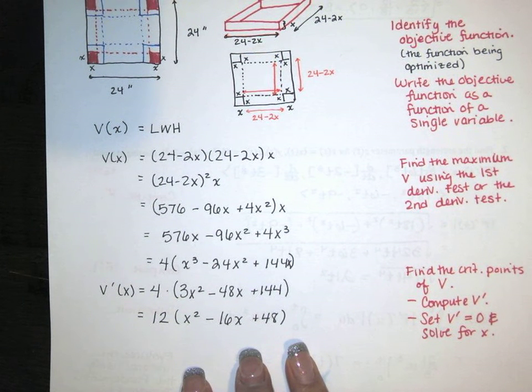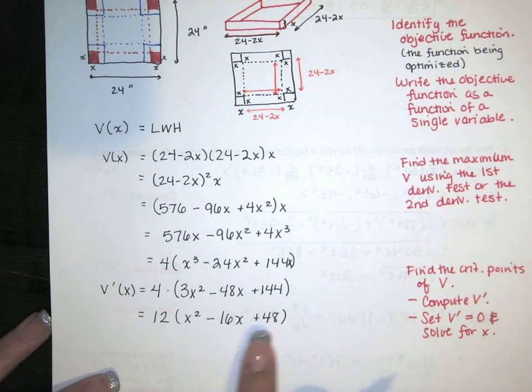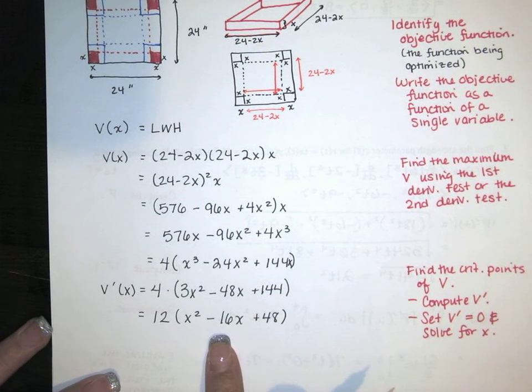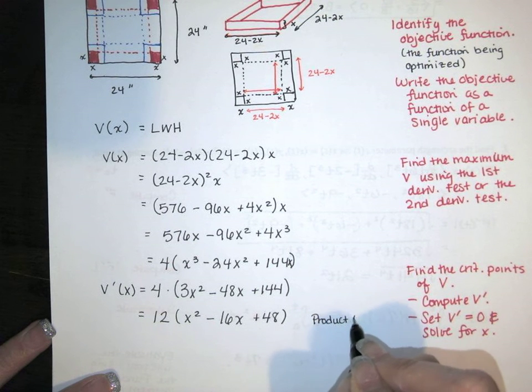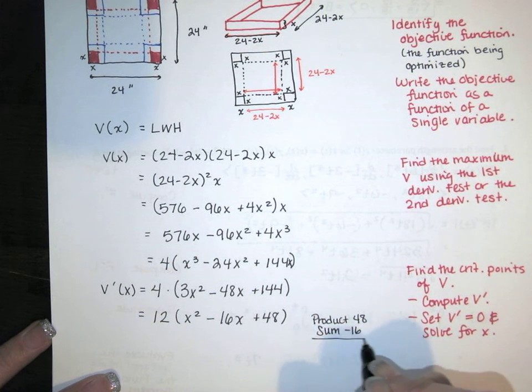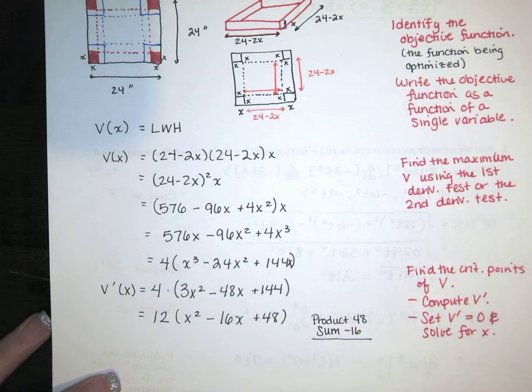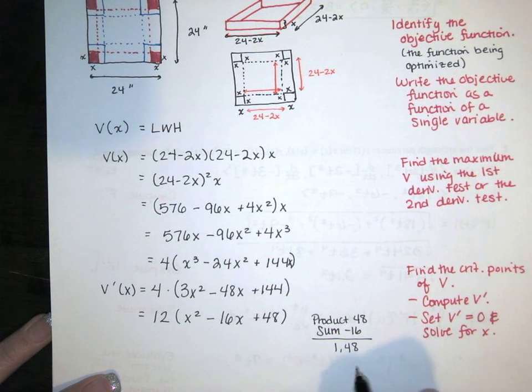All right, so we're here, and we want to set this equal to 0 and solve for x. So I need two numbers that multiply to give me 48 and add to negative 16. Since the product is positive and the sum is negative, the two numbers have to be negative numbers. A negative times a negative would be a positive, and a negative plus a negative would give me a negative. So 1 and 48 could be my numbers if they were both negative, but they don't add to negative 16, so that's not going to work.